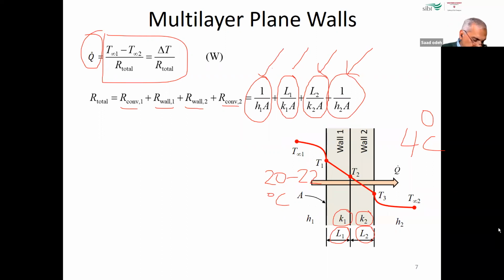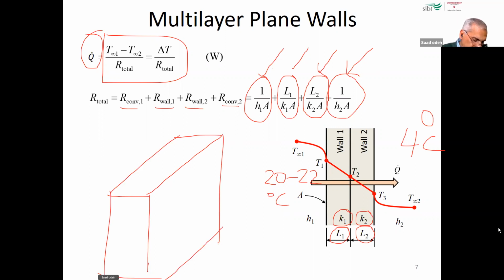This is the wall again. I'll draw it in 3 dimensions. So this is the wall. Is it clear for you? Mervin, can you see here? This is the heat transfer normal to the wall. This is the area of the wall.